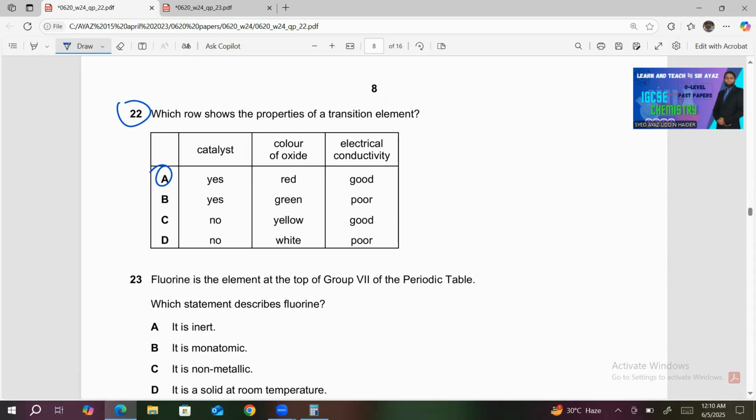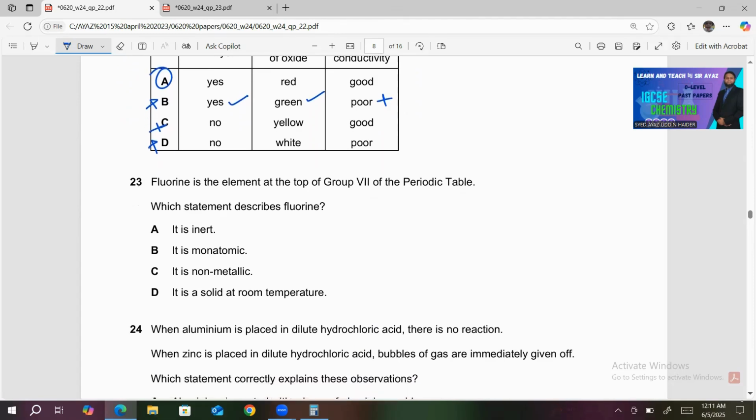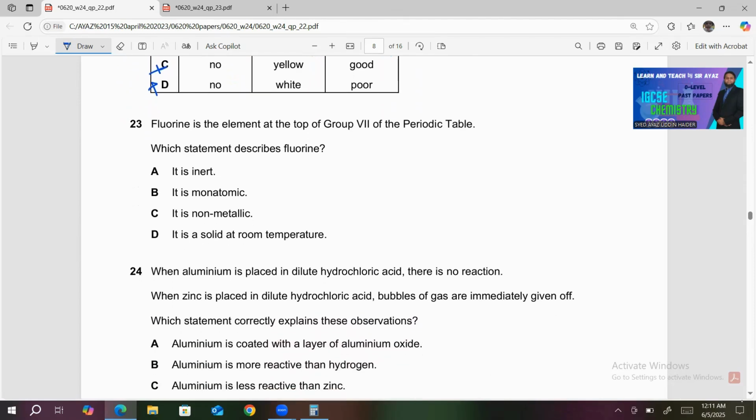The other choices are incorrect. In B, they are saying they are used as catalysts, this is correct. Color of oxide green, this is also correct. And electrical conductivity is poor, which is wrong, as they are metals, so they definitely have good electrical conductivity. For C and D, you see the catalyst is not used as a catalyst. These choices are all incorrect. No need to look at the color and electrical conductivity.